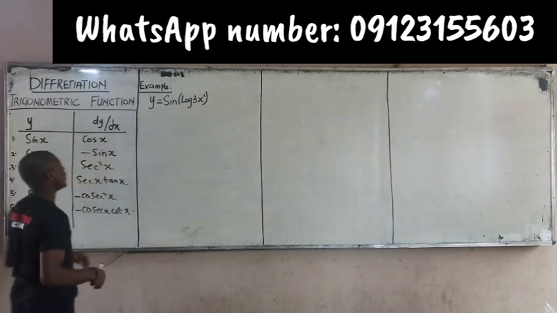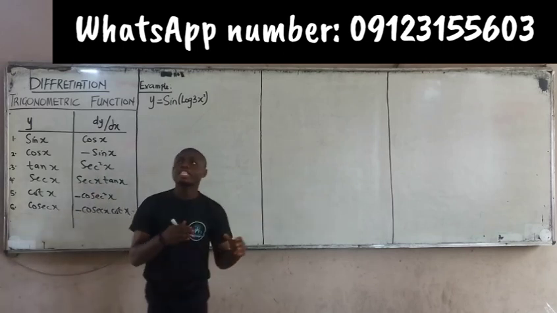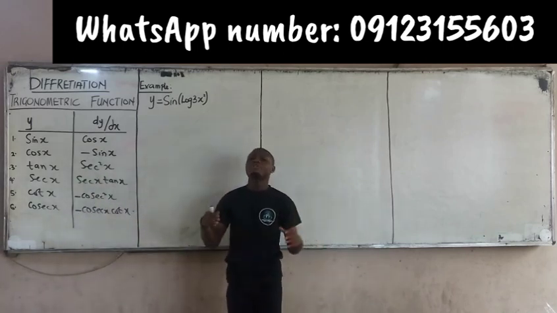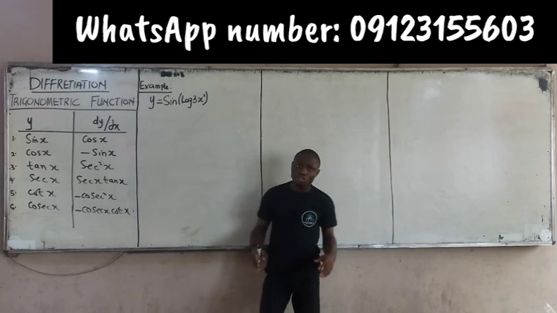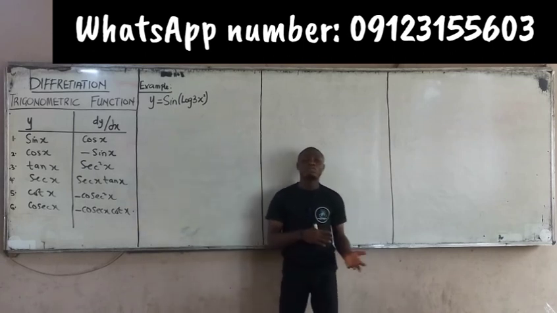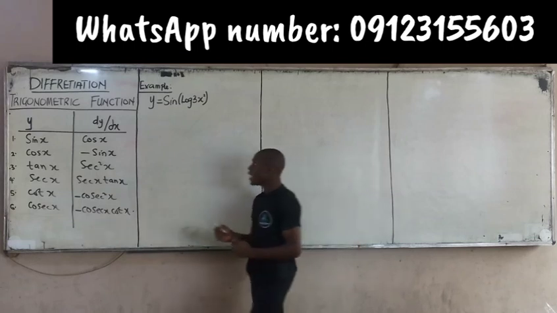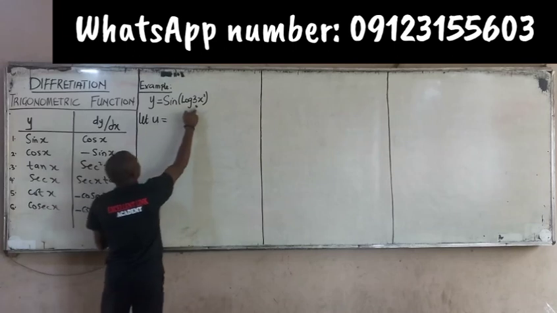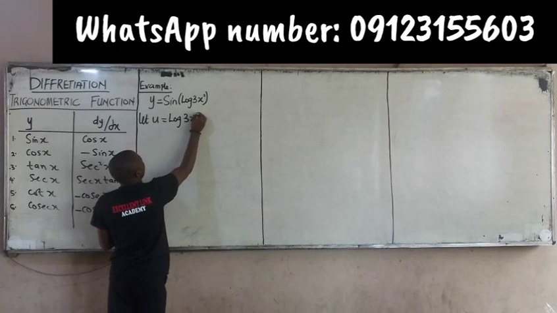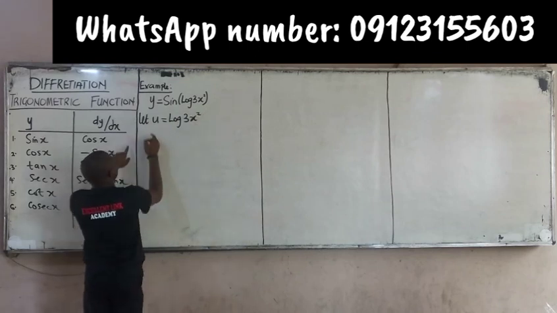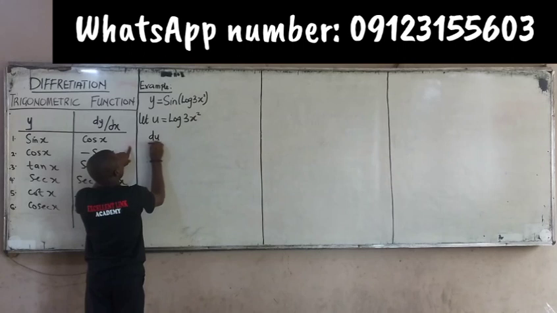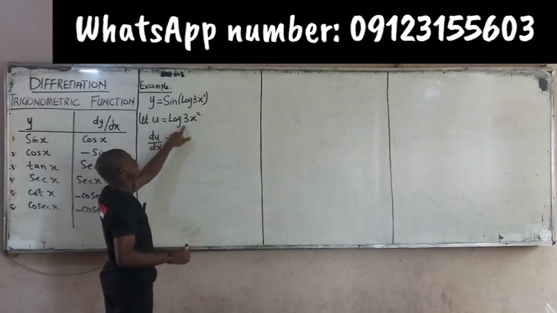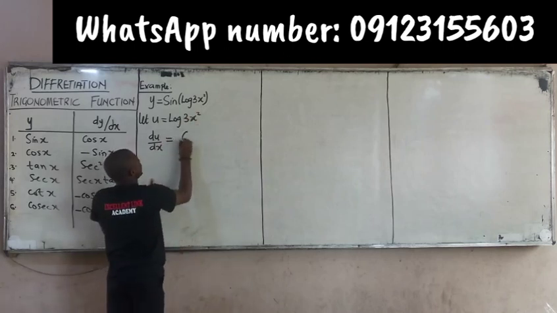So my first task here: I said when it comes to exponential function, logarithmic function, and trigonometric function, we actually apply the concept of what? Of the chain rule. Hence, at this point, my first task is what? Let u be equal to what? The term in brackets, log 3x squared. If I differentiate u with respect to x, I'll have du over dx is equal to, if I differentiate log 3x squared, I'll have what?